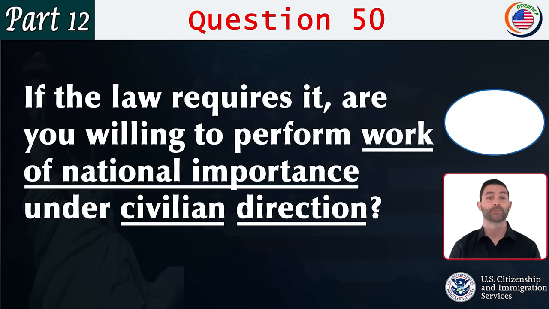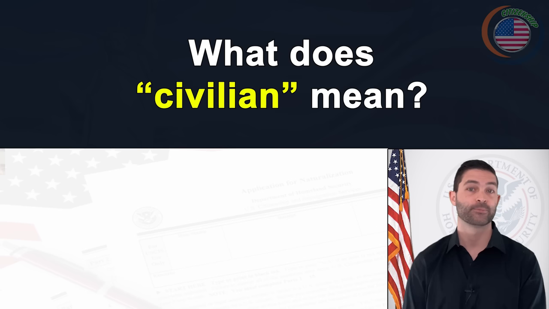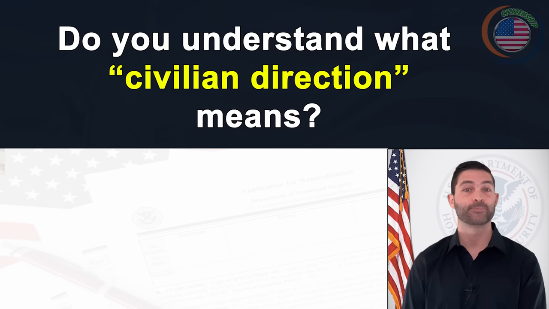If the law requires it, are you willing to perform work of national importance under civilian direction? Yes, I'm willing to. What is work of national importance? Tasks that are important to a nation. What does civilian mean? A person who is not in the military. Do you understand what civilian direction means? A direction from a person who is not in the military.